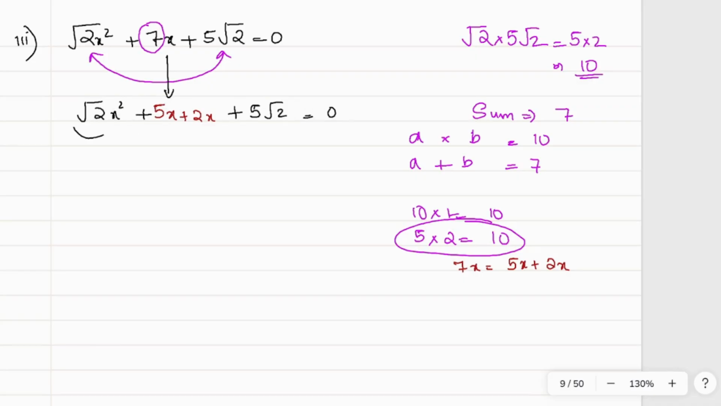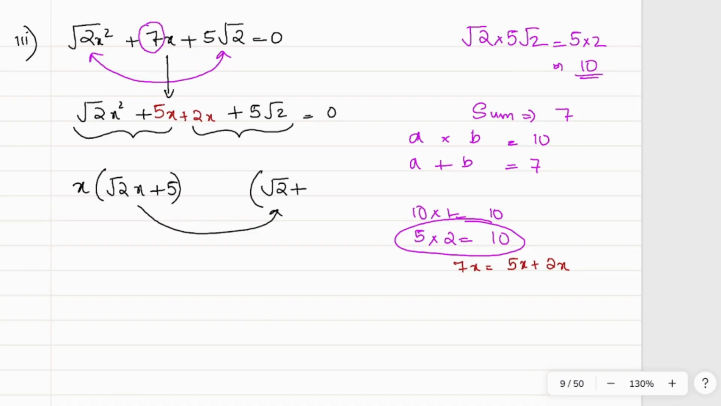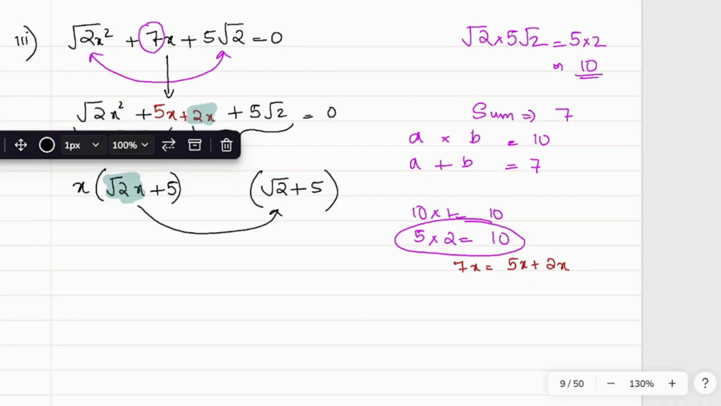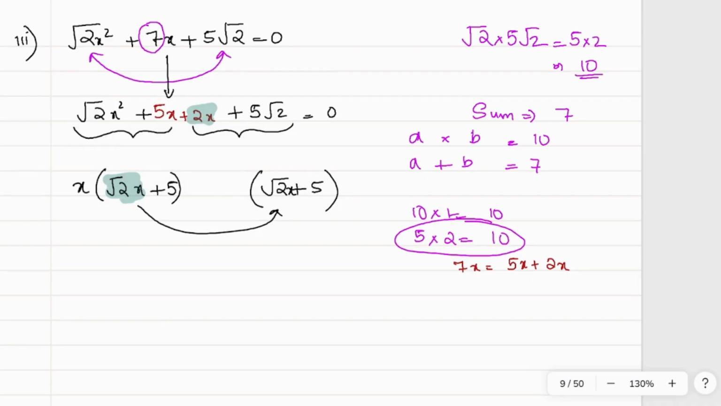Now we have to group them and take the common numbers outside. From the first and the second term you can take x as a common number outside. What is left over is root 2x plus 5 in the first part, and the same you copy here too, root 2x plus 5. Then you have to take the third term and the fourth term together, and divide to check which number we should insert in the mid portion.